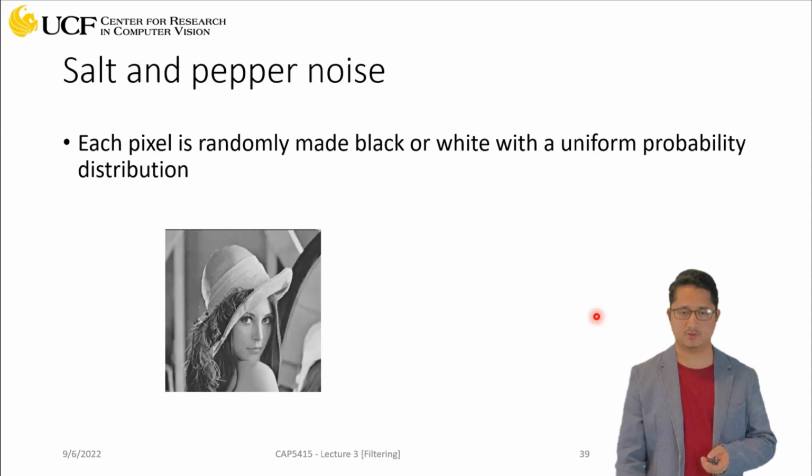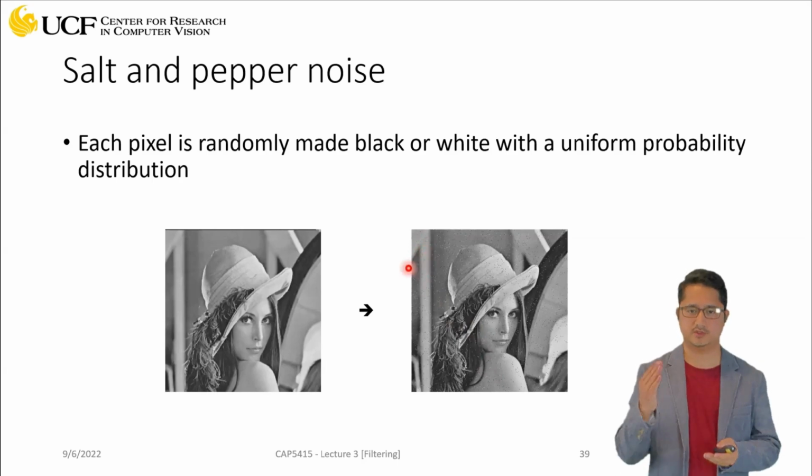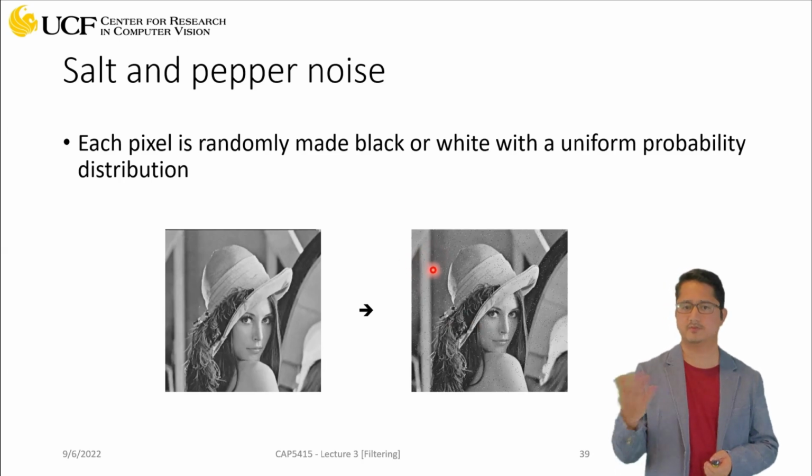So let's say if this is the original image, and if you have salt and pepper noise, it will look something like this. And you can see here that some of the pixels are completely 0 and some are completely 1, assuming that the range of this image is between 0 and 1. Right? And other pixels, you won't change at all.